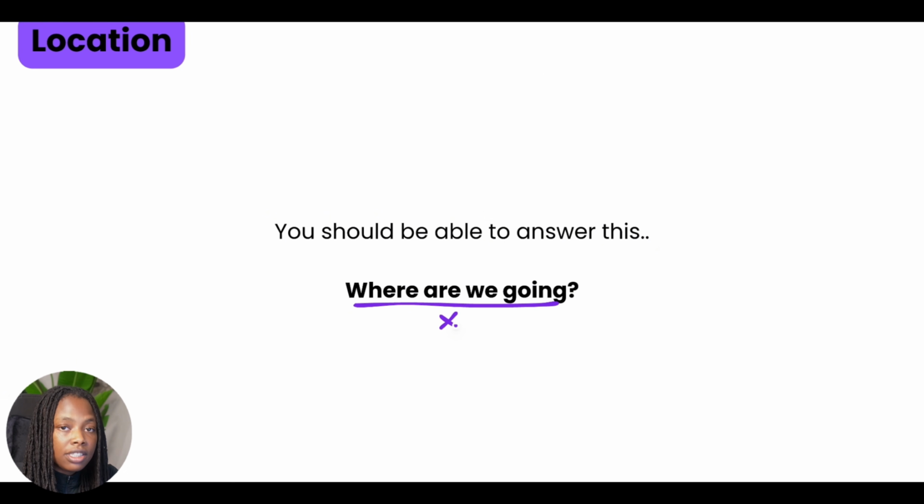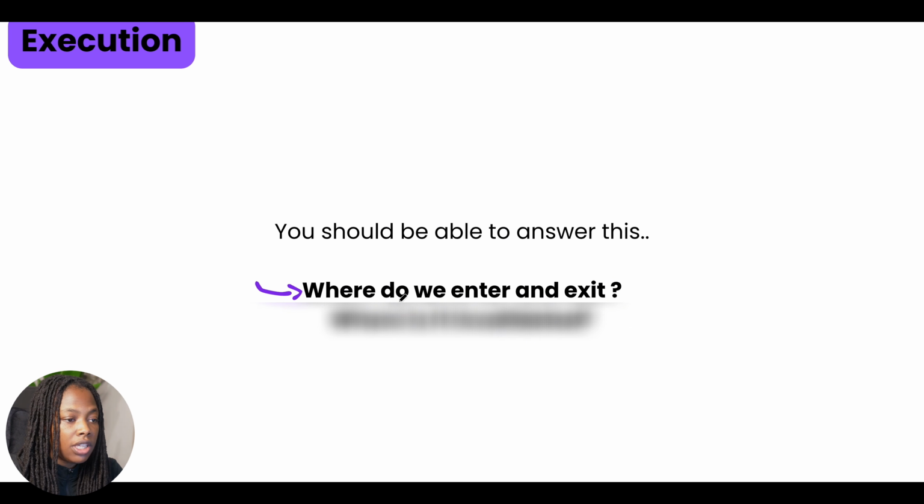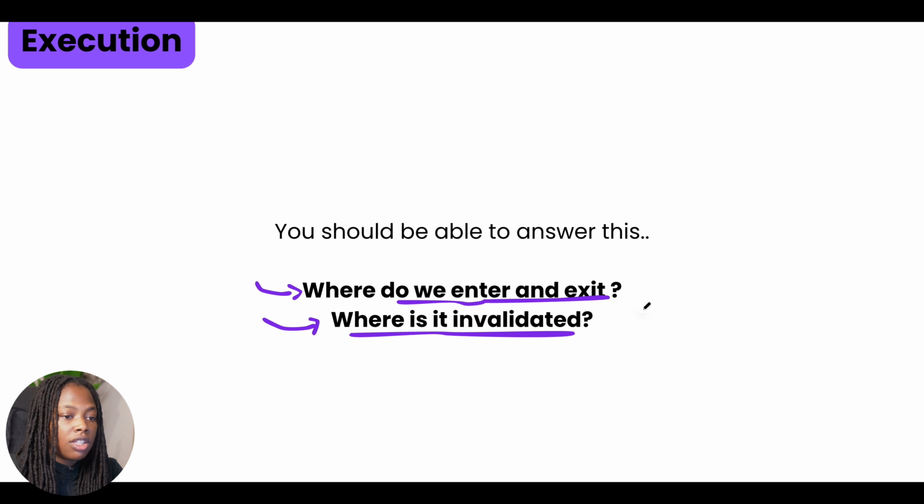To complete the final step, you should be able to answer these 2 questions. Question number 1, where do we enter and exit? And question number 2, where is it invalidated? So you're going to put all these steps together, V, L, and E.